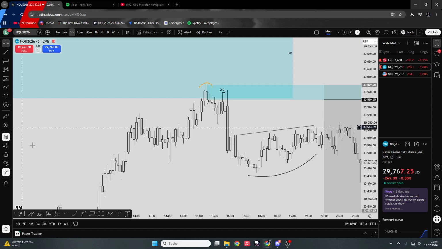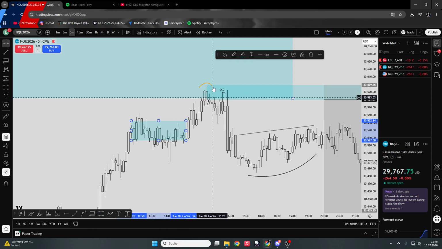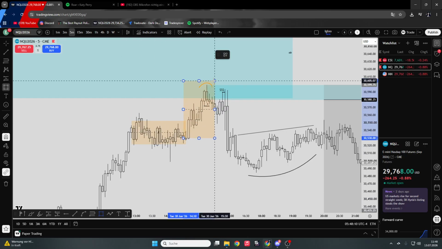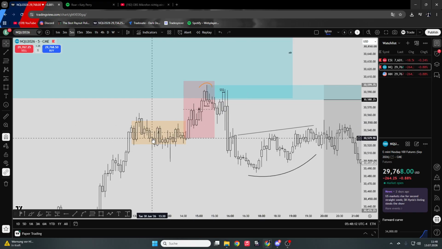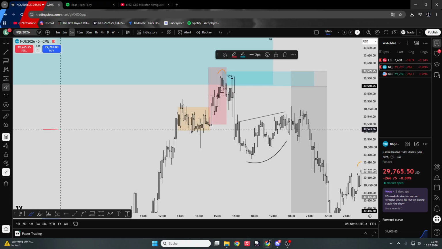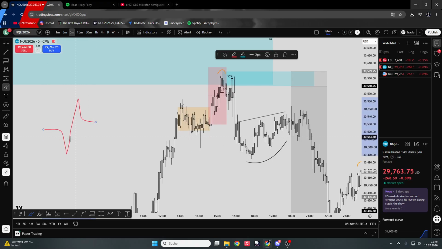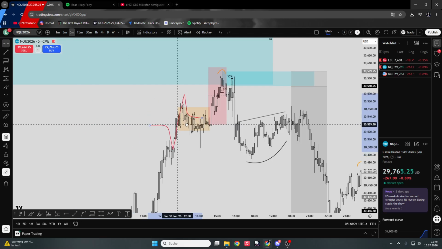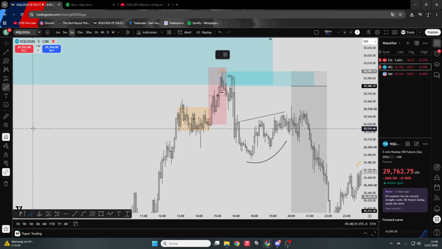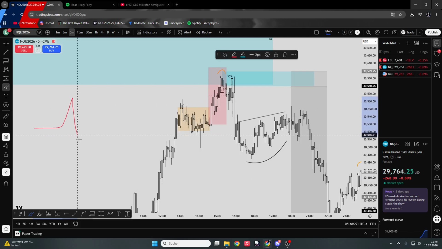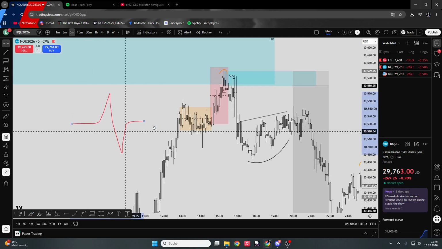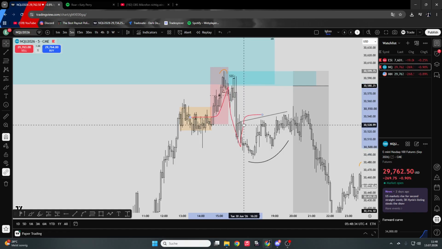Means if we take this as our accumulation and this as our manipulation, you will see that we are not going to the right and manipulating lower, right? We are doing the opposite. What we are doing is accumulating, manipulating, distributing lower, and then close, right? Fits better, correct?